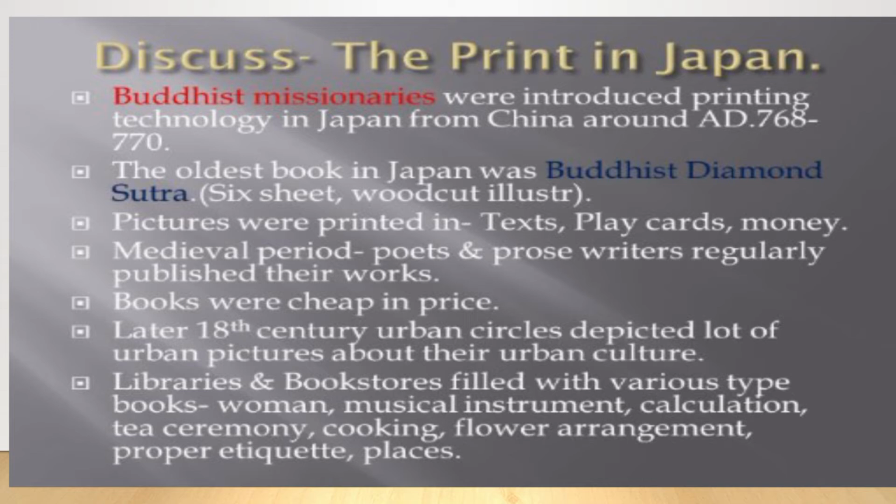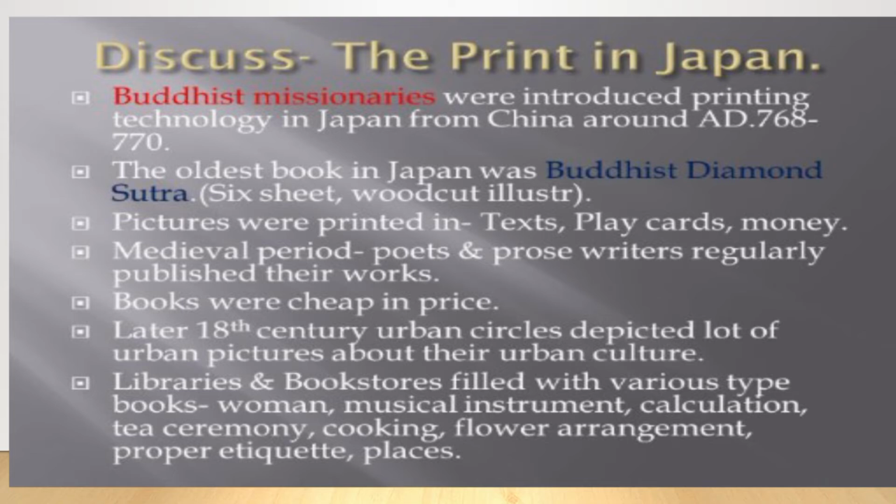In the medieval period, the poets and the prose writers regularly published their works. Books were available cheap in price. Later, in the 18th century, the urban circles depicted a lot of urban pictures. The movement of the people to the cities and towns depicted the change in their lifestyle, their eating habits, their food, their dress style, everything was shown.